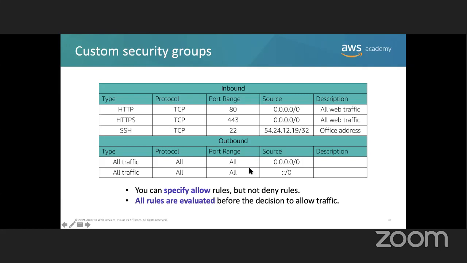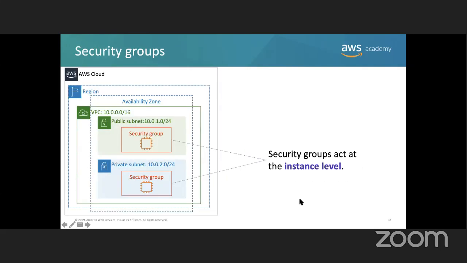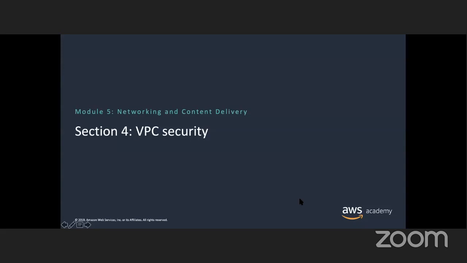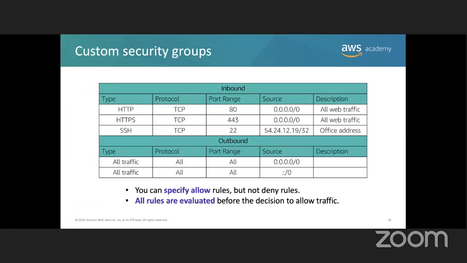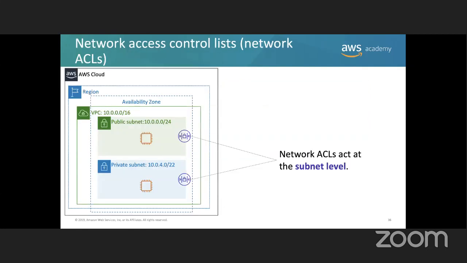Okay, and this is, whatever comes in will go out. So you can specify the allow rules, but not the deny rules, because by default it is deny, right? All rules are evaluated before the decision to allow traffic. So deny is evaluated before allow. Just remember that.